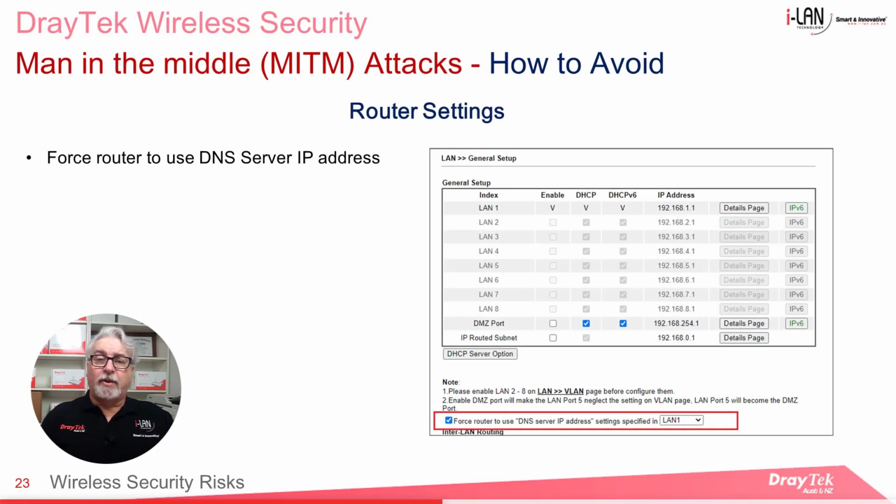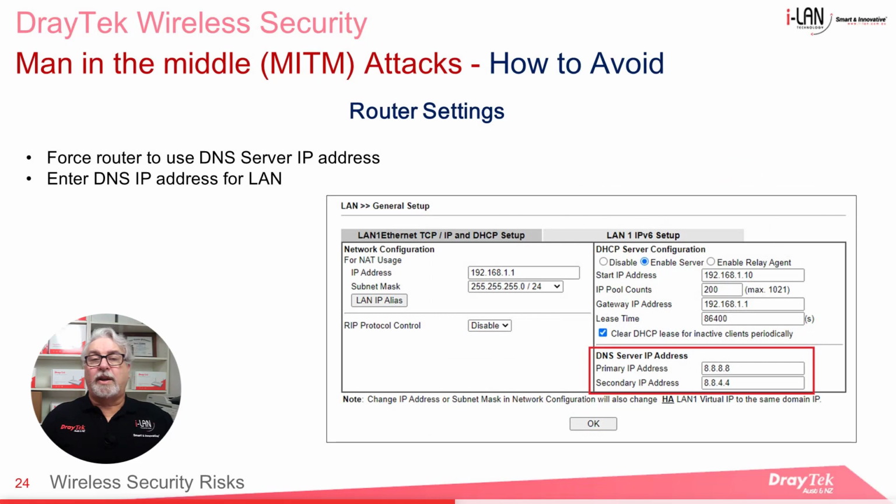There are some things you can do on the router side to prevent man-in-the-middle attacks as well. One of these is to force the router to use a DNS server IP address for a specific LAN. This setting is in the LAN General Setup page. The DNS setting will be that under LAN 1 in this example. Just click on the Details tab for LAN 1 and enter the DNS setting. And here's what you'll see. We've entered Google DNS servers here.